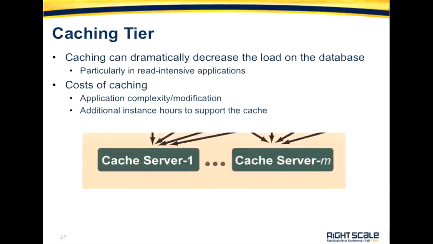And then obviously there are the additional instance hours. You have this caching tier running with these additional caching servers, and you've got to pay the instance hours to support those additional instances running within the cloud.